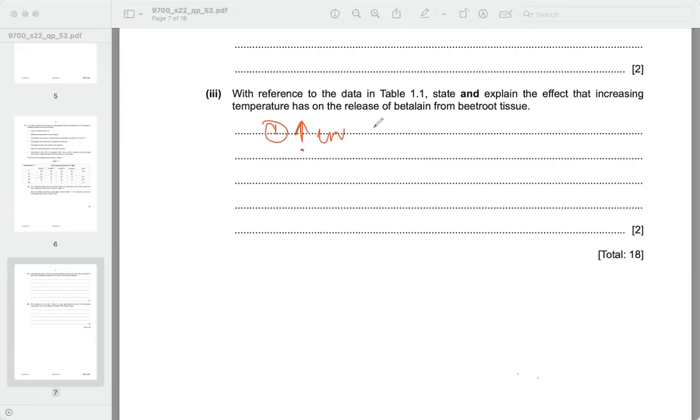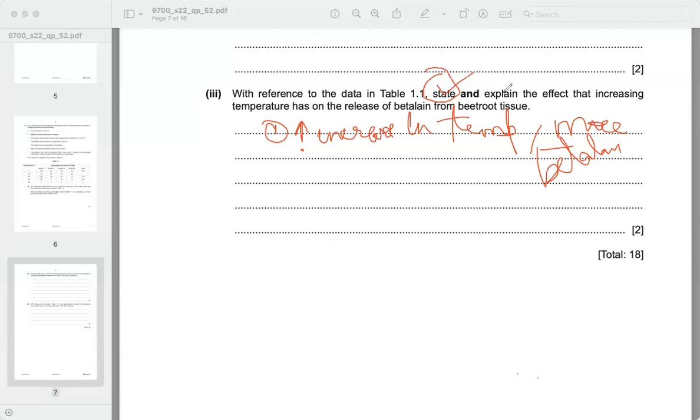So the statement which comes in here is that as there is increase in temperature, our pigment is released. There is more red color which is there. That's why absorbance increases. So we have more betalain pigment that is released. Please make sure you write the statement properly because that is 1 mark. That is your state mark.